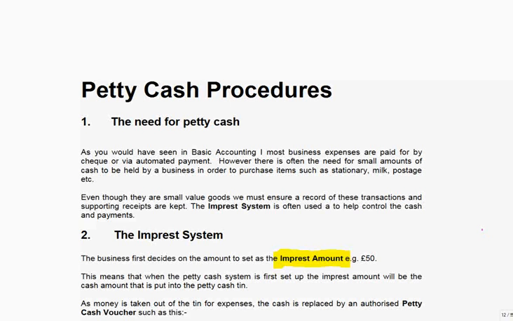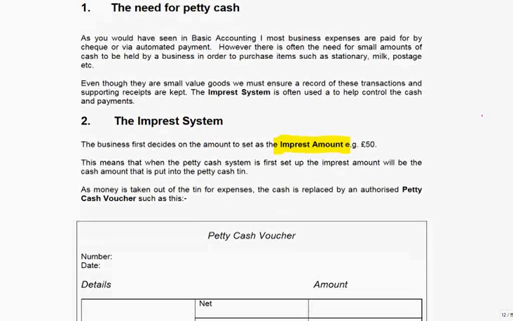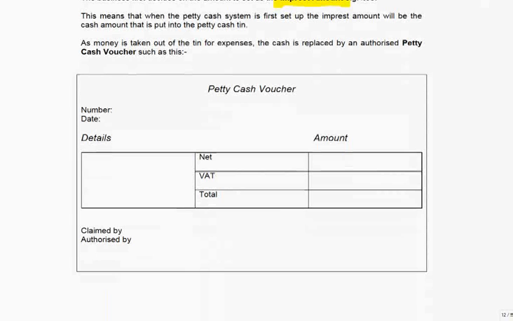If the monies don't add up to the £50, then it indicates that either someone hasn't replaced the cash with a voucher, or potentially someone's taken some money, maybe even for their own use rather than that of the business, which we don't want occurring. So as you take cash out of the tin, you must replace it with a petty cash voucher. We've got here just below an example of what one of those might look like. You're going to see some of these in the exam.